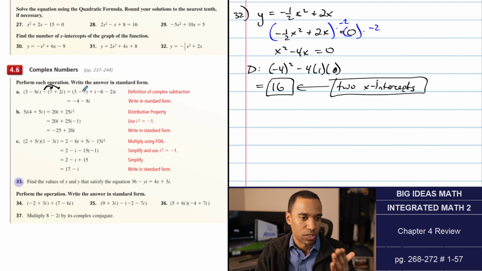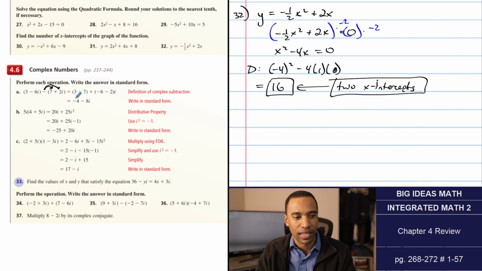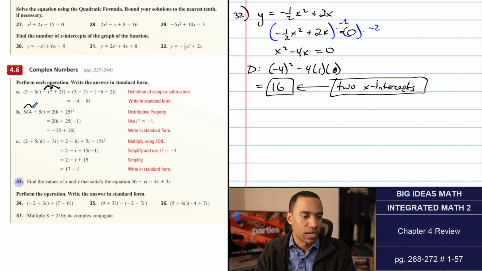That's why you see a minus 2 here. And the negative into the 7. That's why you see a minus 7 here. But 3 minus 7 gives me negative 4. And then you combine the i's. Negative 6i minus 2i is negative 8i. There's that answer. On part B, they do a straight distribution in multiplication, 5i times 4, 5i times 5i. Same thing happens as if they were x's.